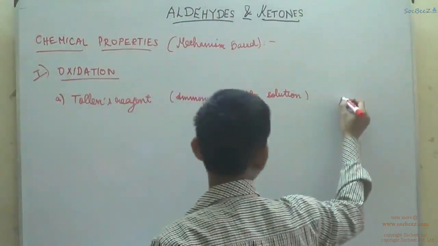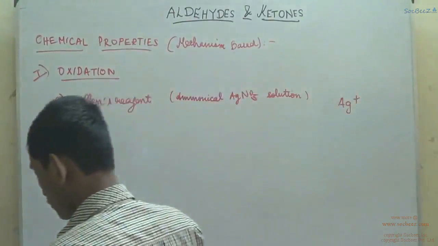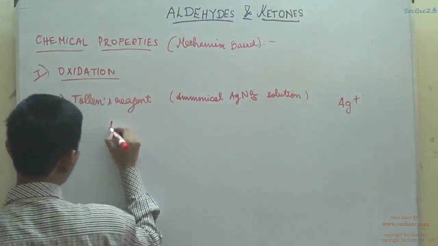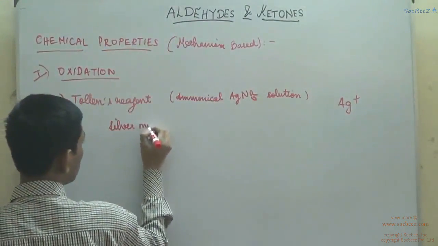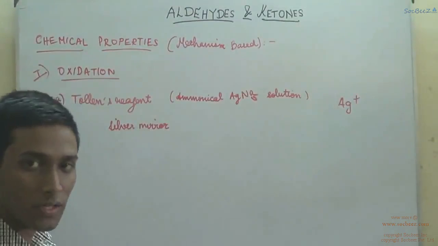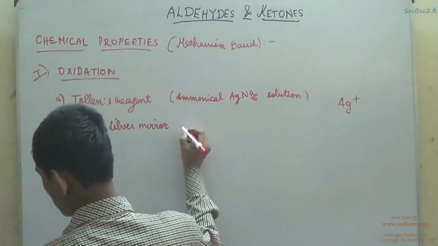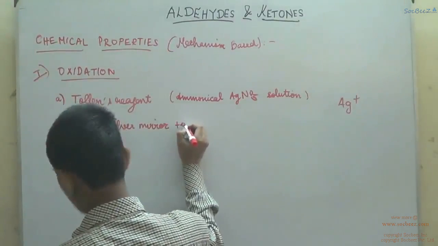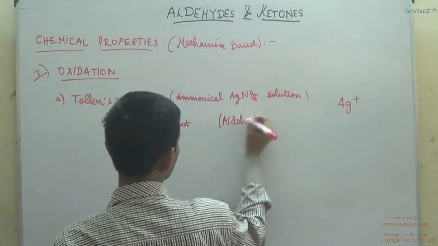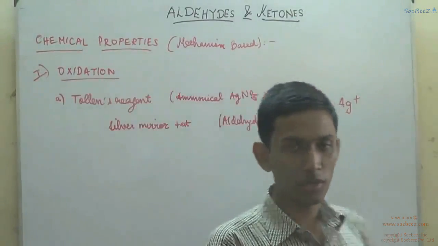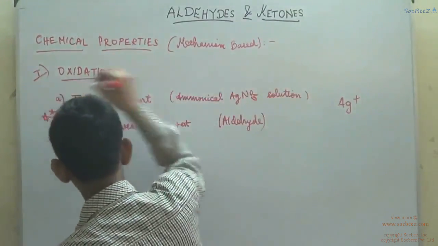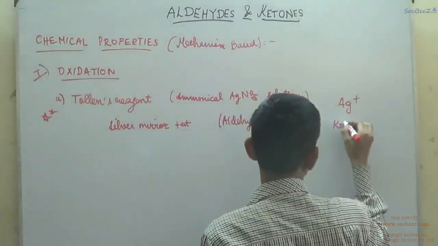The reacting species is Ag+. So this gives the silver mirror test. The Ag+ gets reduced to Ag, forming a silvery mirror on the test tube. This is only for aldehydes, so this is a test for aldehydes. This gives a silver mirror on the glass of the test tube. Ammoniacal AgNO3 solution, Tollens reagent. Remember, this is very important because it gives the silver mirror test. No reaction with ketones.